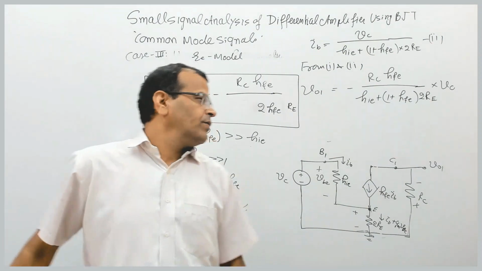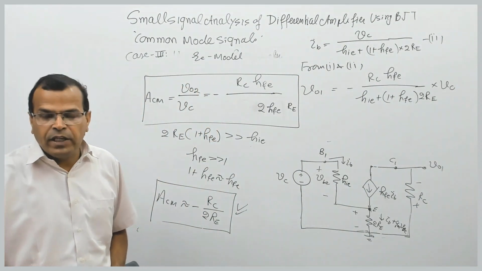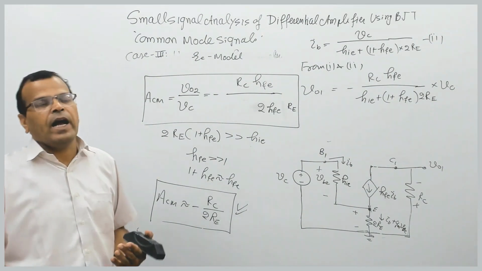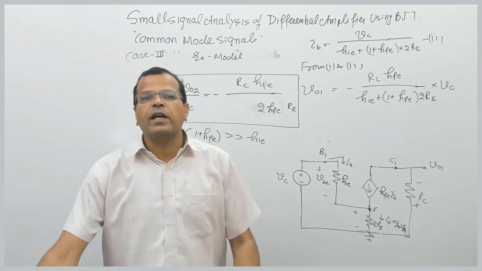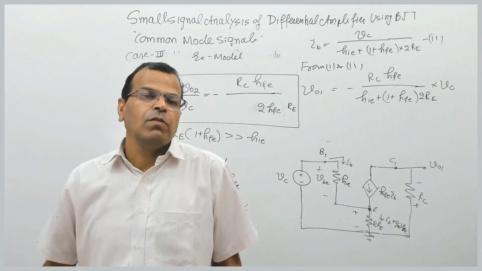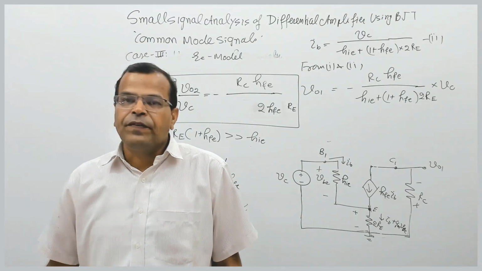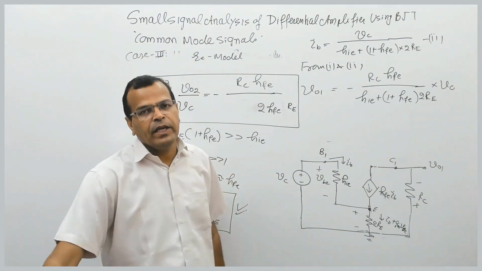So this finishes your small signal analysis of differential amplifier using BJT for differential mode gain and of course common mode gain. So in the next video I will be starting with the small signal analysis of differential amplifier using MOSFET. So wait for my next video.